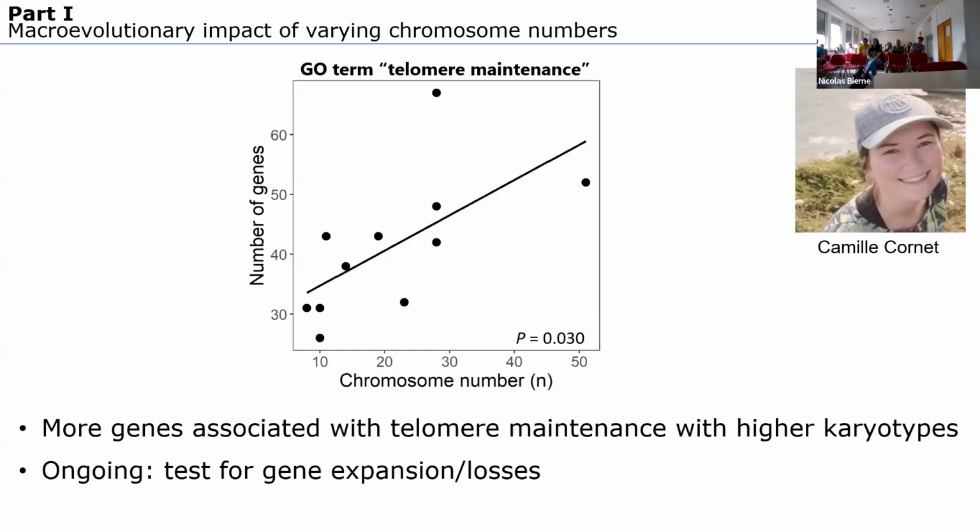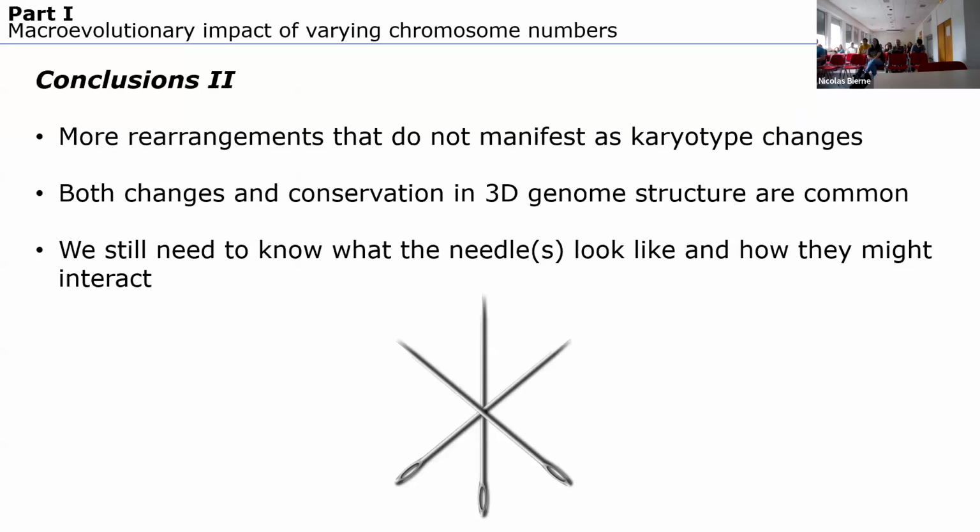As you can see, I don't have a lot of answers. I have a lot of questions. And if you have answers, I'm looking forward to hearing them. So to conclude on this part, we overall find more rearrangements that actually don't manifest as karyotypic changes. So we have way more structural variation than we would ever have predicted. And for the 3D genome structure, we find both changes and conserved parts of it. And how this could relate to speciation, we don't know yet. And we still need to know what the needles actually are and how they may interact.